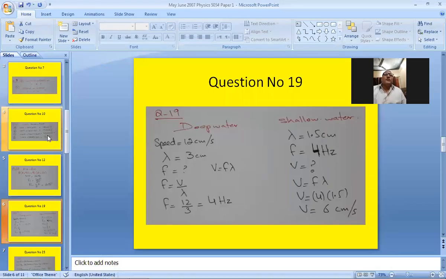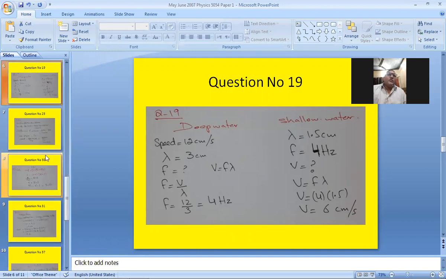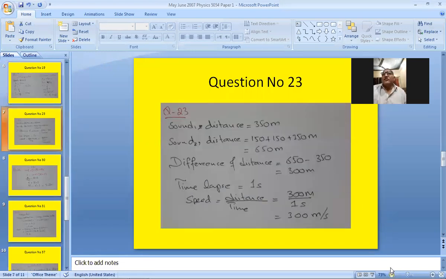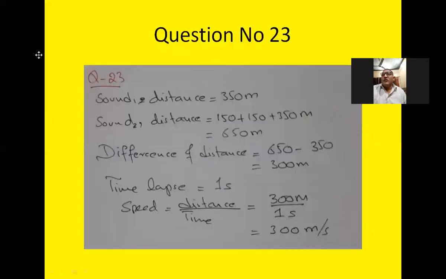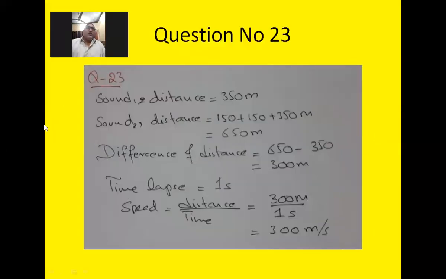I can show you my work also. So here we go, question number 23. Okay, so let me show you my work. The sound which went directly from the pistol to the boy traveled only 350 meters. The second sound covered a distance of 150 meters to the building, then 150 meters from the building to the girl, and from the girl it covered 350 meters to reach the boy. So this second sound wave has traveled 650 meters. So the difference of the distance between them will be 650 minus 350, that will be 300 meters.